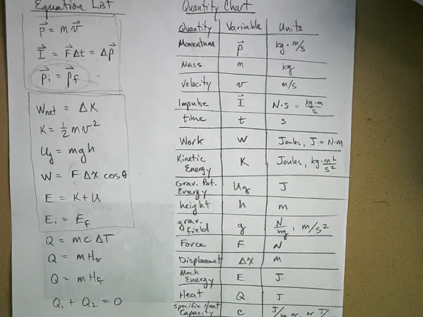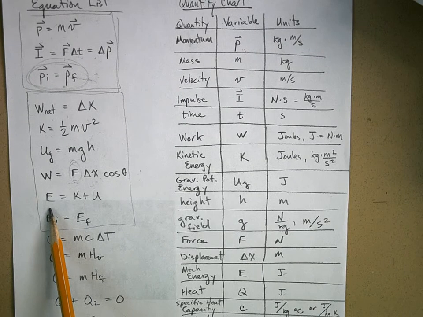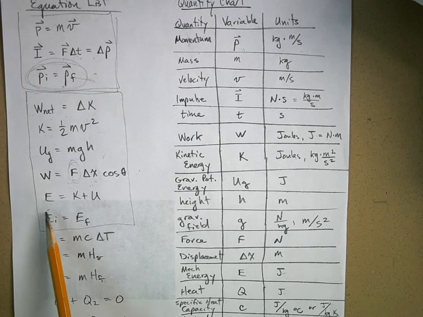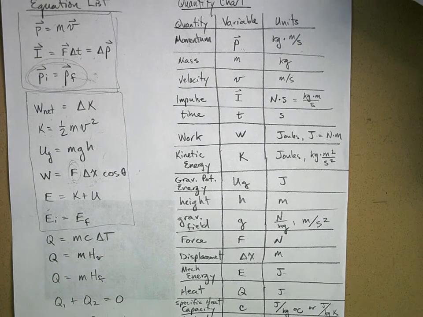Then we have the definition for what we call mechanical energy. E is the variable we use. By definition, it's equal to the kinetic energy plus any kind of potential energy we have. We only use really gravitational. I'm not going to give you an elastic potential energy problem on the final.